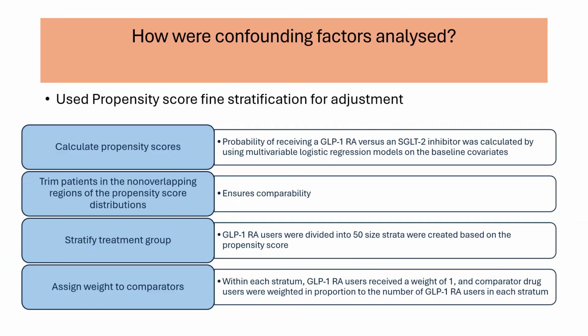Then the next thing they have done is they have stratified the treatment group into 50 size strata, and they have adjusted for the numbers of the comparator in each of these strata by giving them weights. So this entire way of adjusting is called the propensity score fine stratification.